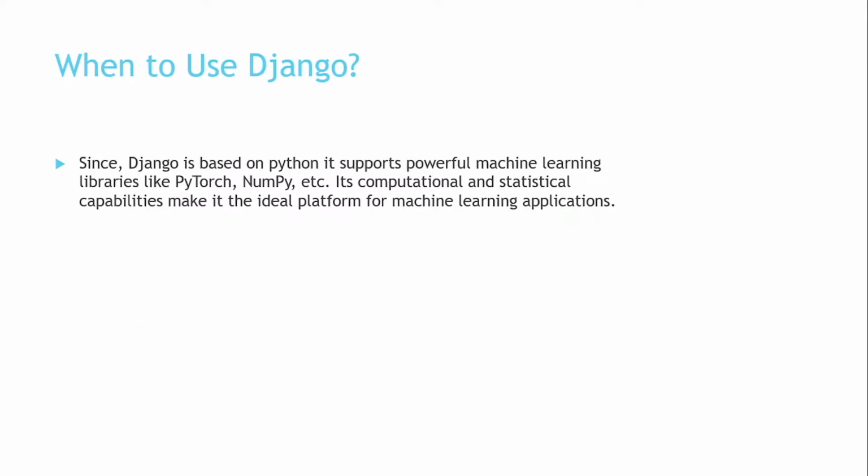When to use Django? Django is a very great framework when you are working in web development, but there are some things we should consider. Since Django is based on Python, it supports powerful machine learning libraries like PyTorch and NumPy. These are machine learning libraries. Its computational and statistical capabilities make it the ideal platform for machine learning applications. So if you want to build machine learning applications, then definitely Django is the best framework to use, because Python is already rich with AI and data science related libraries.